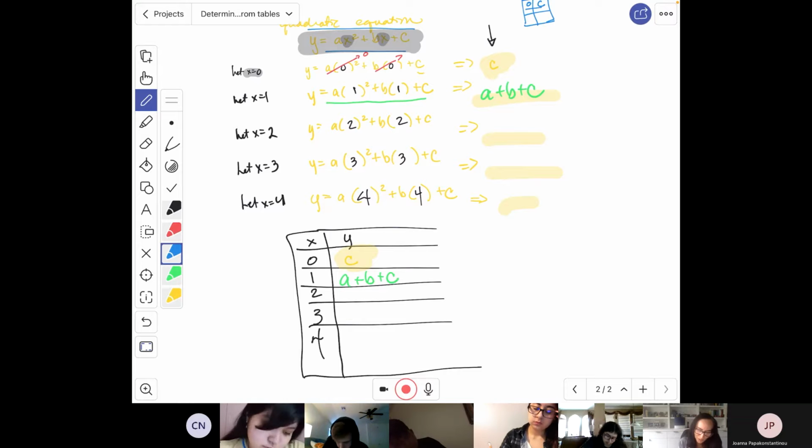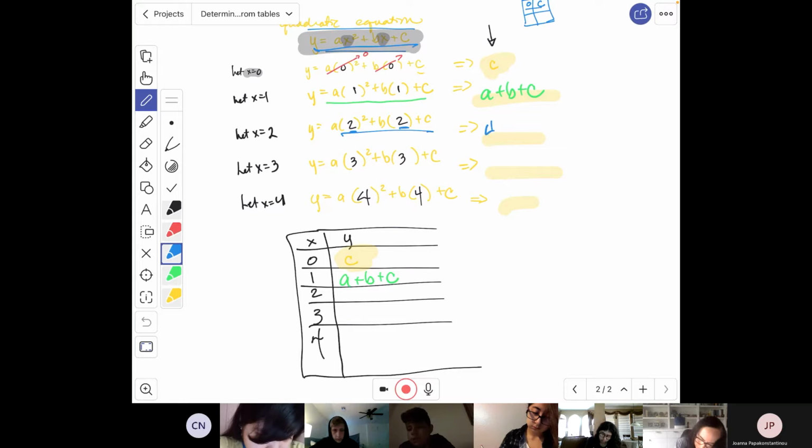Can somebody else tell me what we would get if we substituted in 2 for x? What did we get? Natalie, did you get it? Ariana, did you get it? Anybody? If you let x equal 2 in the quadratic equation, what do we get? 4A plus 2B plus C.